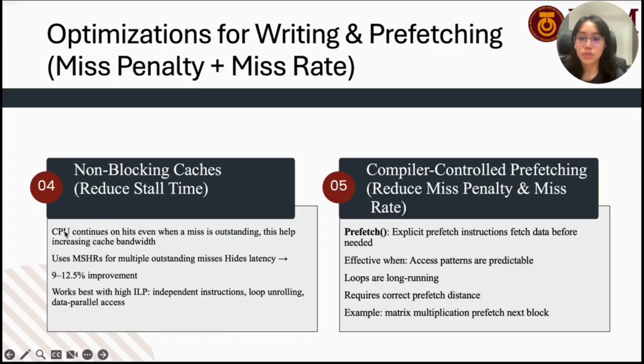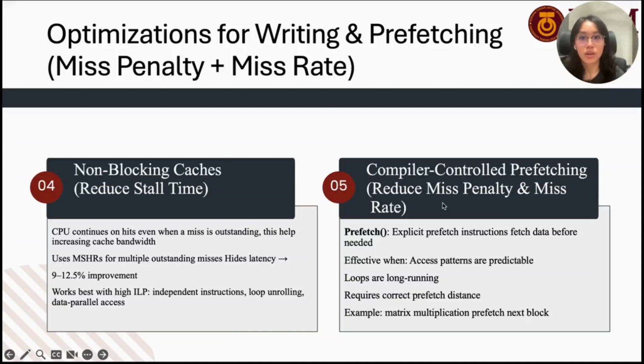Non-blocking caches. Non-blocking cache CPUs allow continued execution on hits even if there is an outstanding miss. This helps to increase the cache bandwidth by using the miss status handling register to improve performance by 9 to 12.5%. It works best with high instruction level parallelism.